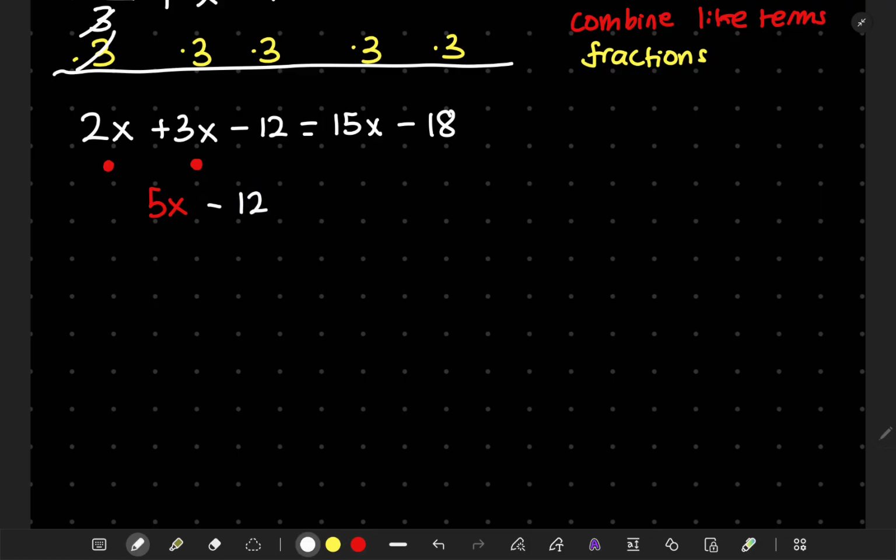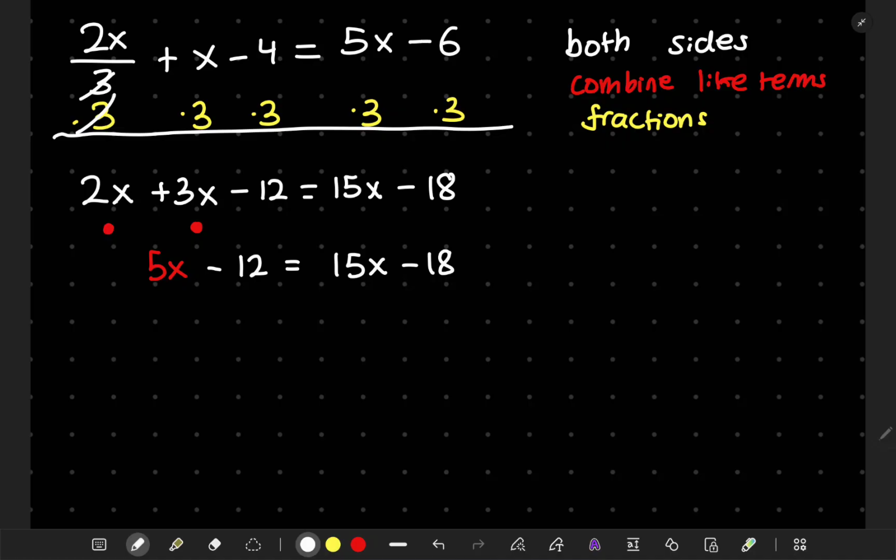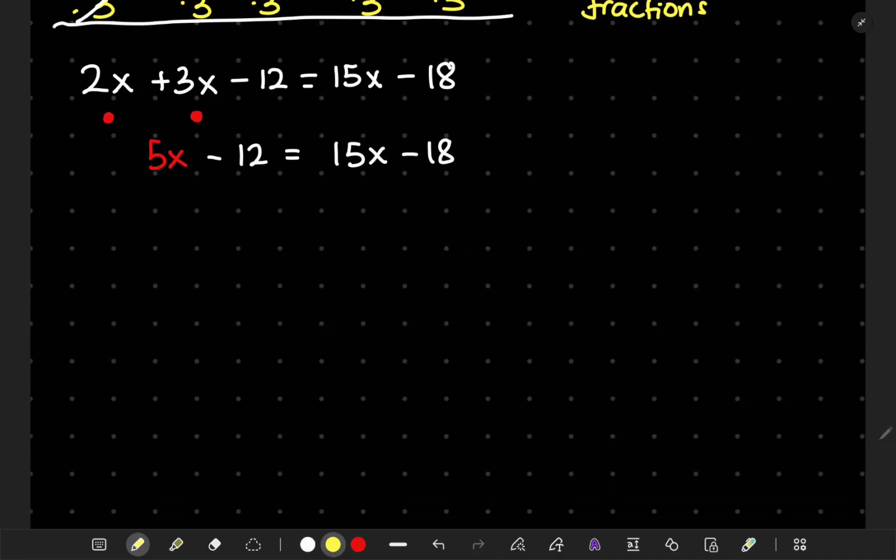I don't combine the 12. I see here I have 15x. And I have minus 18. Now we're getting into how I tackle both sides. I'm going to get rid of one of them, and one of which I can get rid of is probably 5x. I think of the opposite.